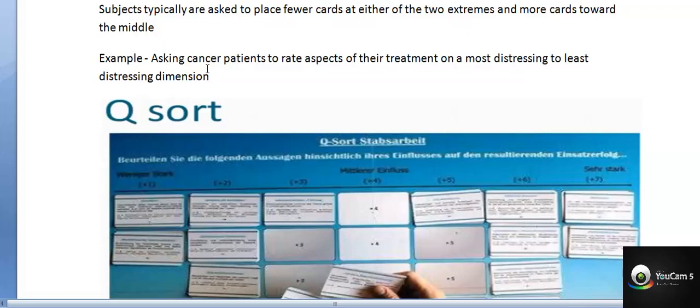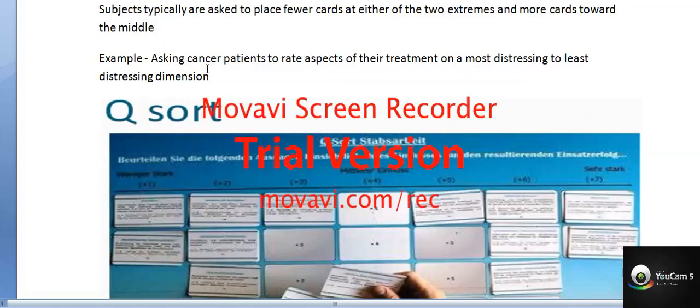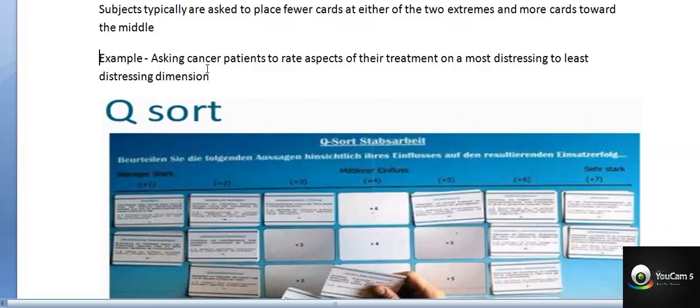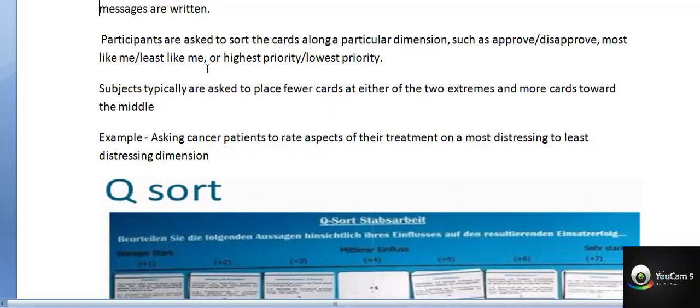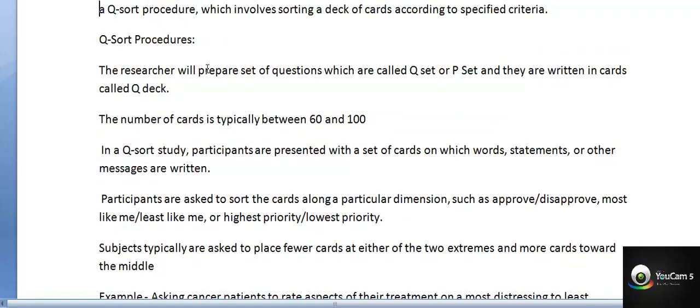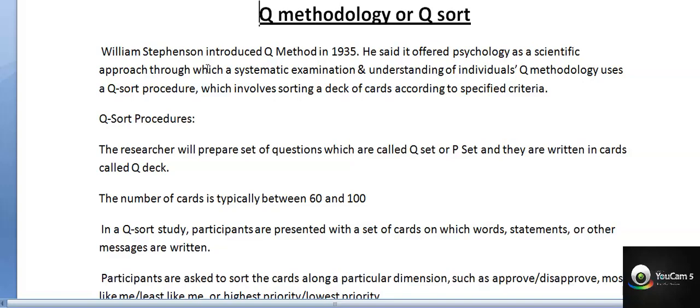So you can ask the patients how they feel, which one they feel is less distressing and which one they feel is most distressing. So you can compare and bring out what the patient's feelings are. So this is an excellent thing if you want to study anything in depth. The Q-SORT methodology is the best one.